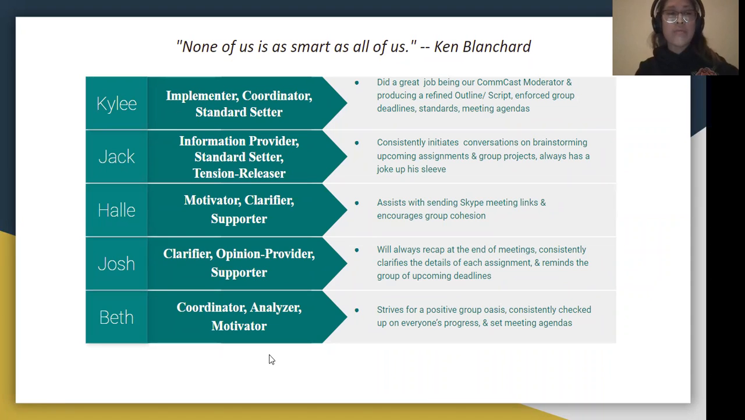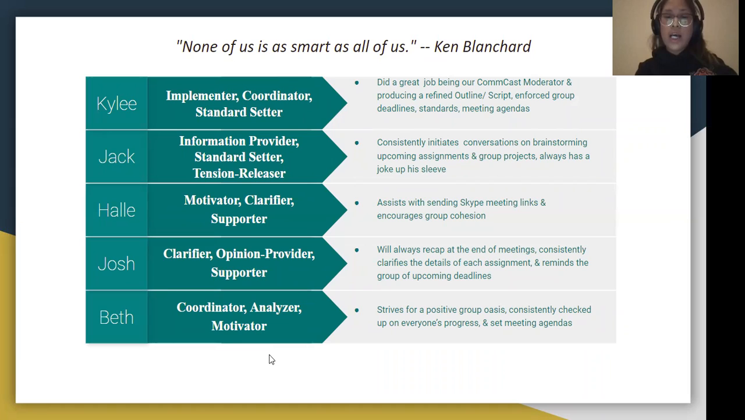And this is just a diagram that's similar to one of our previous assignments. Kylie did a great job of being a Comcast moderator and producing a refined outline and script, enforced group deadlines, standards, meeting agendas. Jack consistently initiated conversations on brainstorming upcoming assignments and group projects. He always had a joke up his sleeve. Hallie assisted with sending Skype meeting links, encourages group cohesion. Josh, he would always recap at the end of meetings, which is really important, consistently clarifies the detail of each assignment and reminds the group of upcoming deadlines.